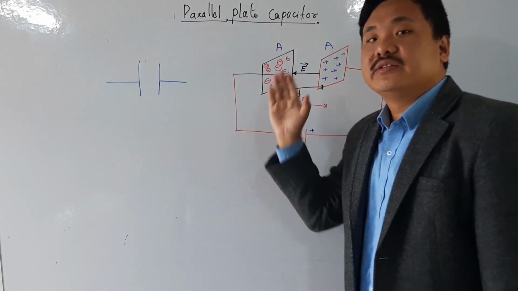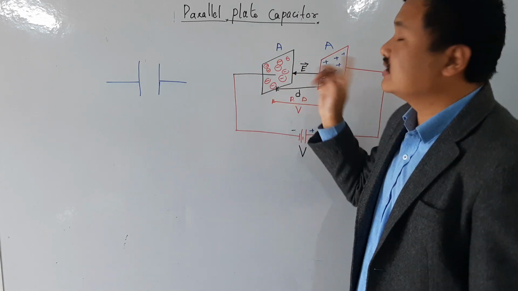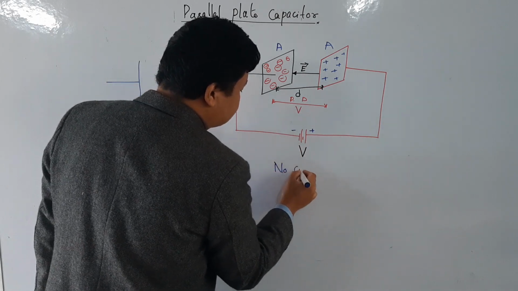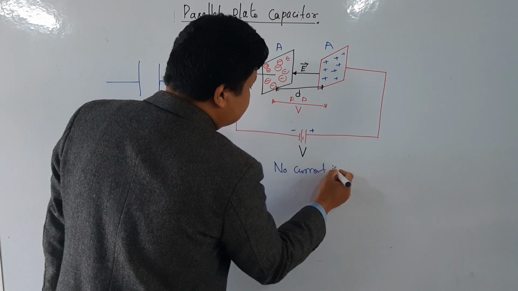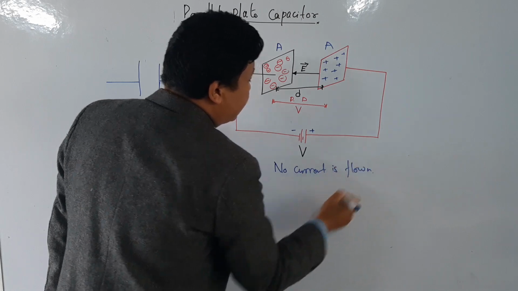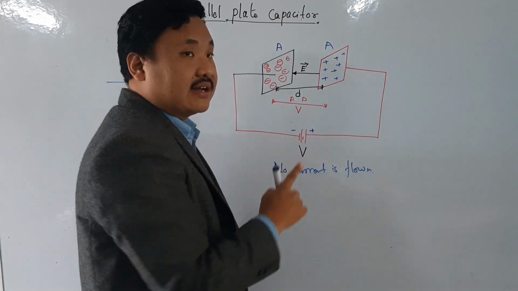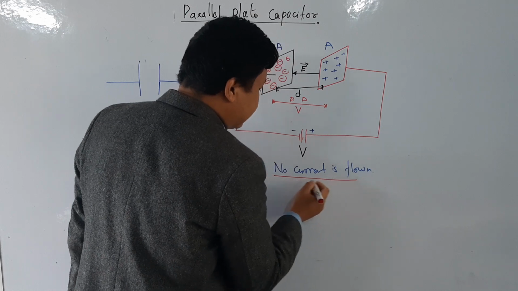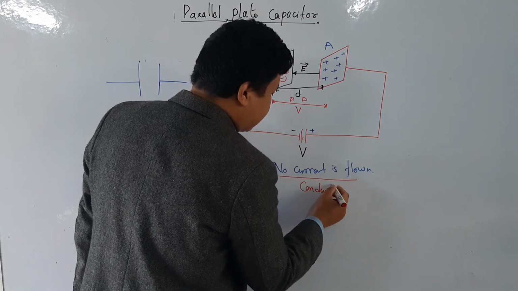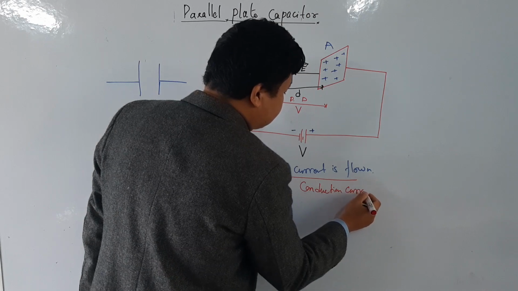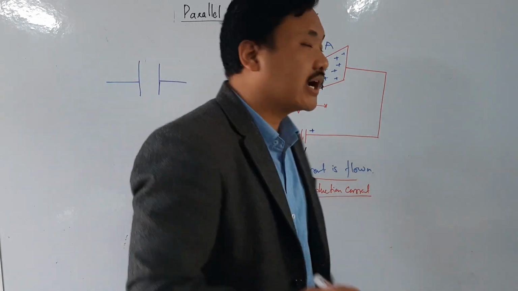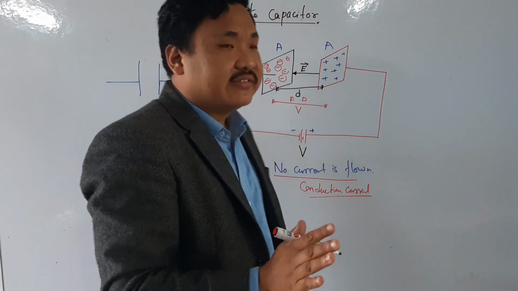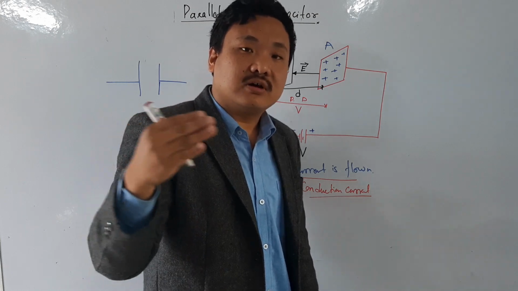Now will there be a flow of current from this plate to this plate? No. There is no current flowing. Which current does not flow? Conduction current. So there will be no conduction current between this plate and this plate. It means that there is a gap, so there will be no flow of current with the flow of electrons.